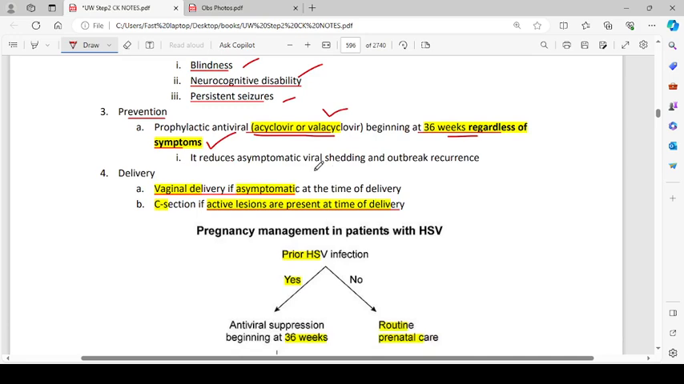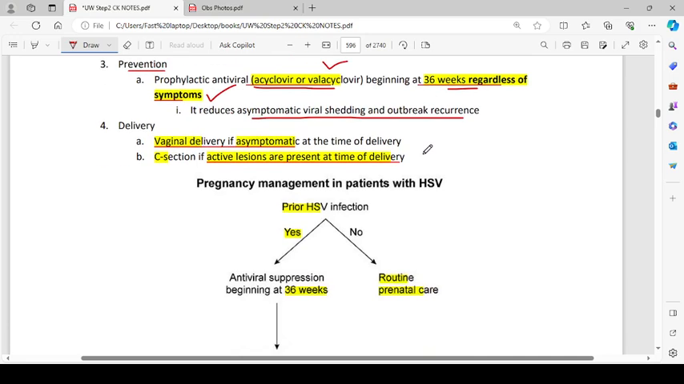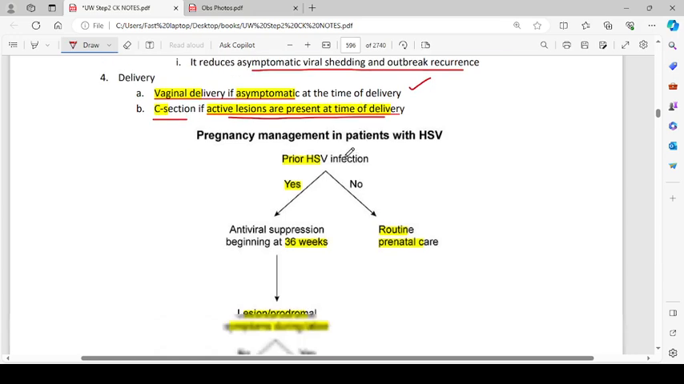It reduces asymptomatic viral shedding and outbreak recurrence. Delivery: vaginal delivery if asymptomatic at the time of delivery, and C-section if active lesions are present at the time of delivery. Pregnancy management for the patient with HSV.